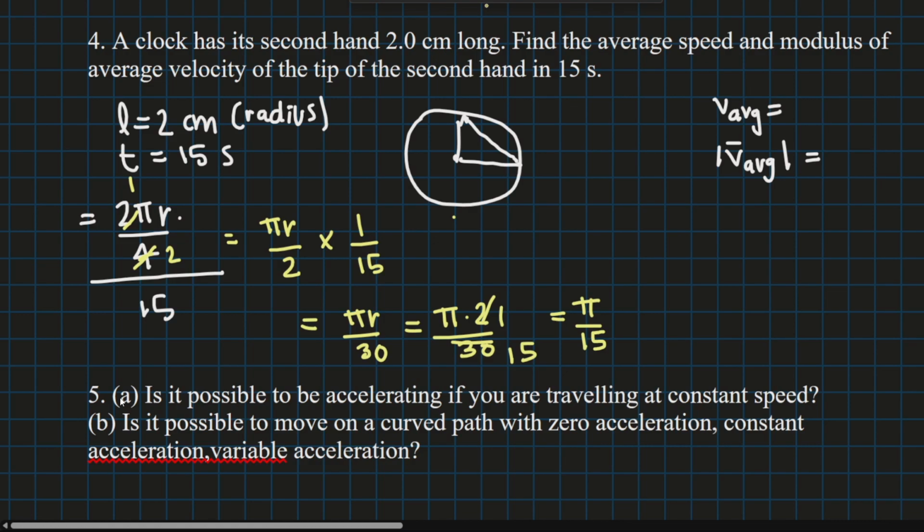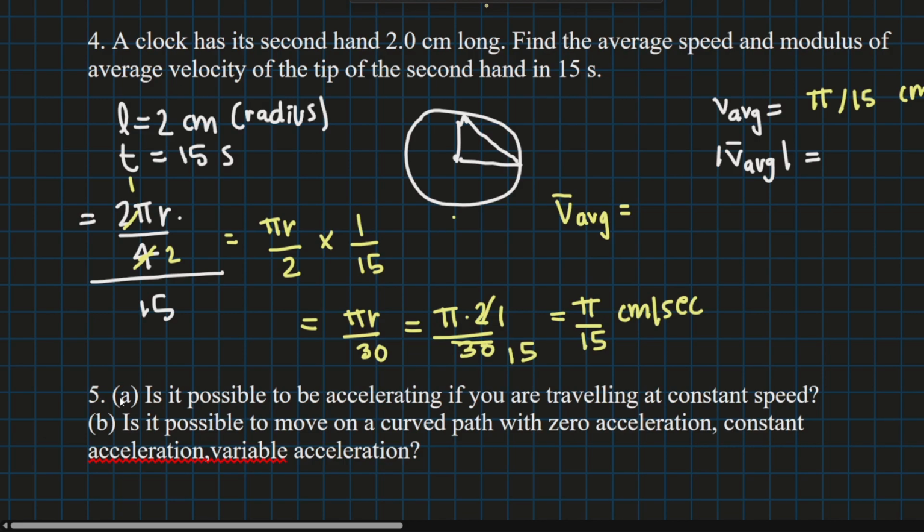Now we could leave it like this and write centimeter per second. This can also be the answer of average velocity, pi upon 15 centimeter per second. To find the magnitude of average velocity, that is, we need to find the average velocity.